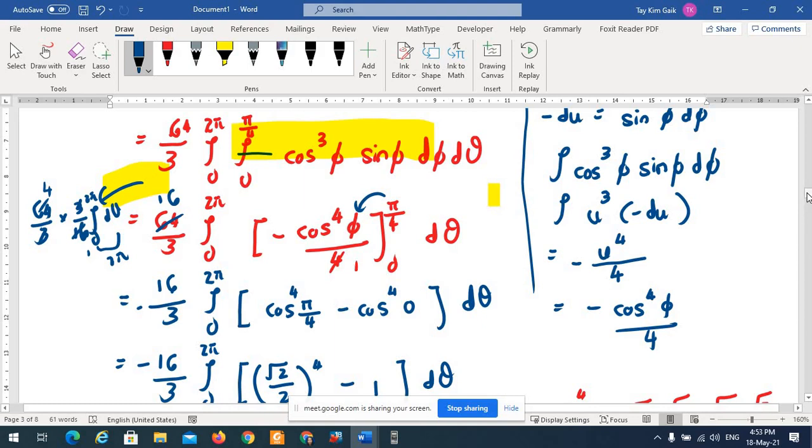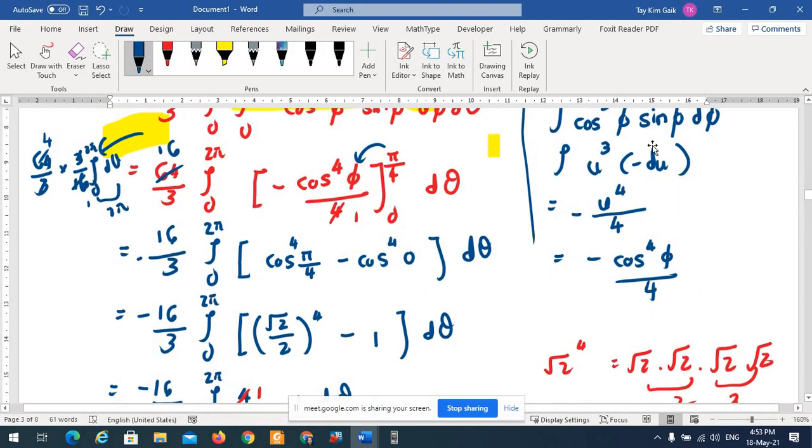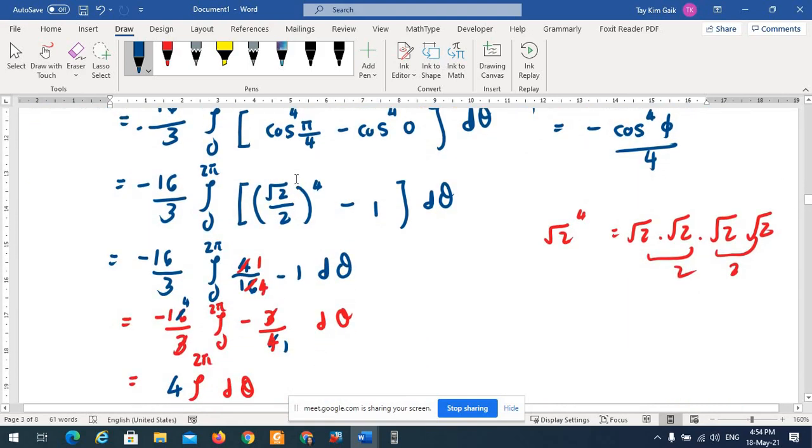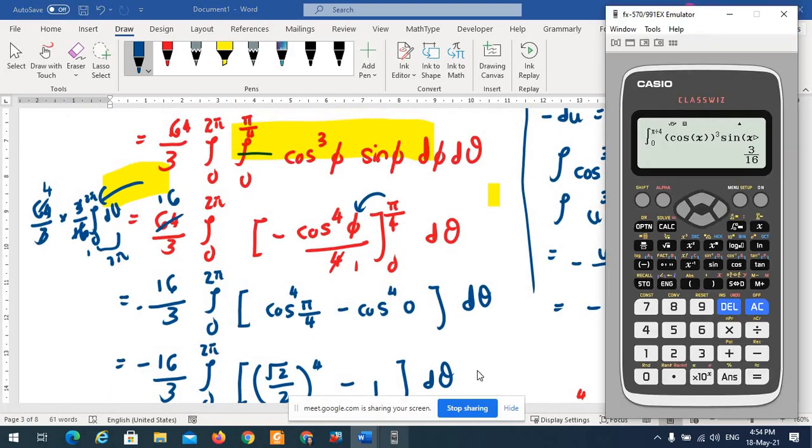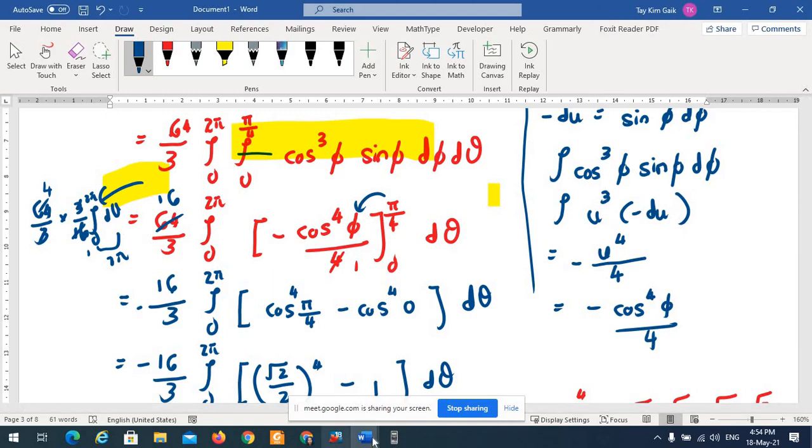It will be much faster rather than using the substitution technique, plugging in, and then simplifying and finding the square root also. Up to 2 power 4, and then we simplify, careless mistakes happen. So if we use a calculator, I think it is much faster. From this integral, directly you get 3 over 16. So you multiply times 64, divide by 3, you get 4. The last integral 0 to 2 pi d theta, you get 2 pi. That's why 4 times 2 pi, the answer is 8 pi. So that is question 2.